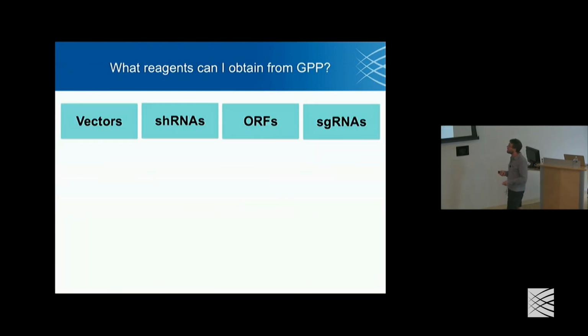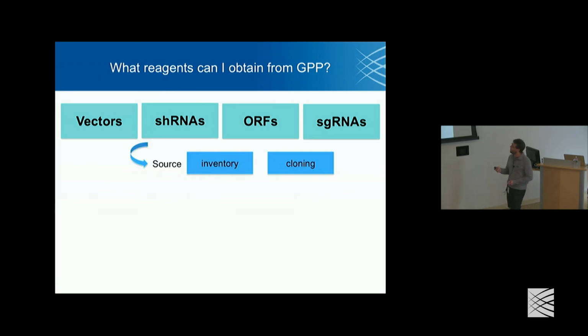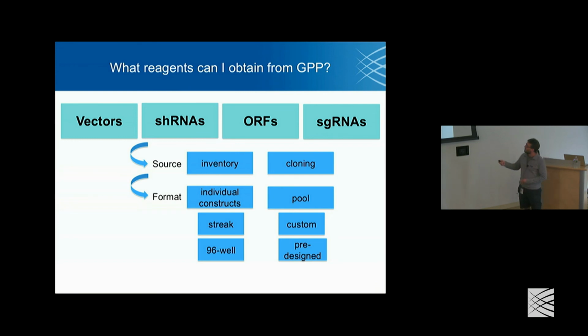So we have a lot of reagents at the GPP. We have a lot of vectors, whether it's for shRNAs or ORFs or sgRNAs. Many of these things are in inventory. So if there's a particular ORF that you're interested in or guide RNAs targeting your favorite gene, a lot of times it's already in our freezer and you just need to get it from us. So you can save yourself several days or weeks of cloning just by pulling it from our inventory. But if there's something that we don't have, we can make it for you.